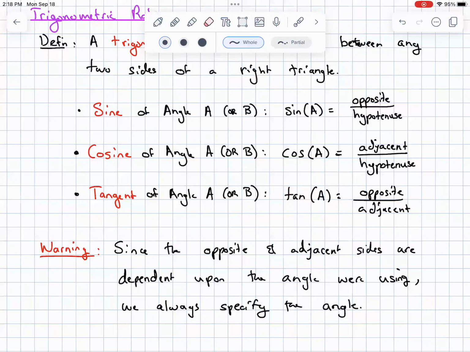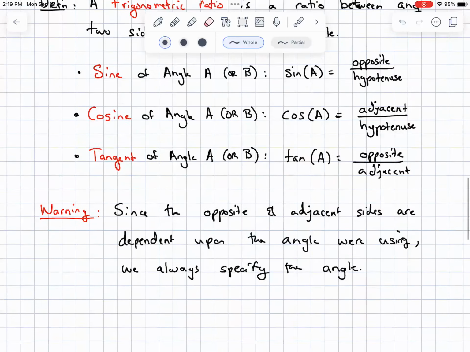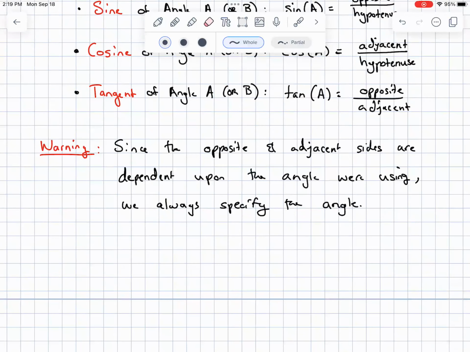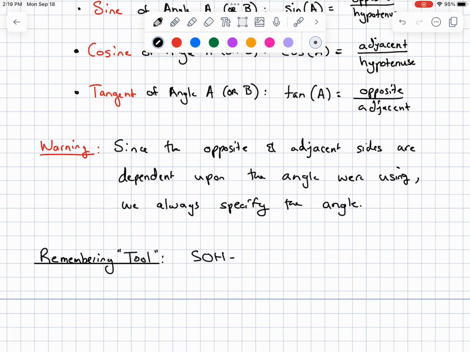So either way, how do we remember which one's which? The remembering tool that every kid is told. Yes, indeed. SOHCAHTOA.